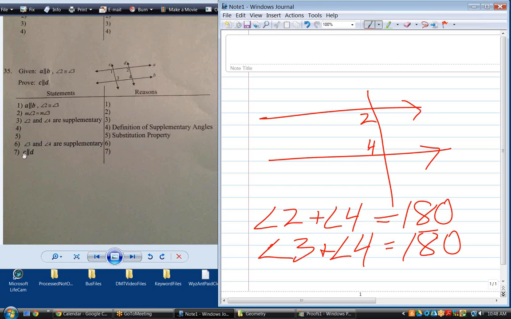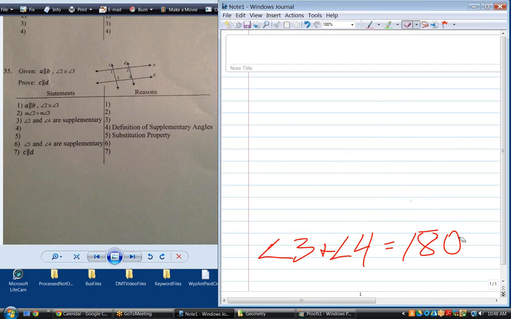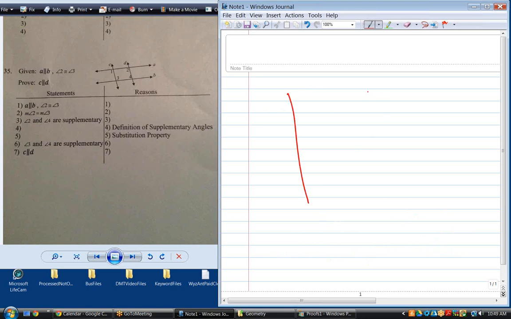Okay. And now the final statement is, therefore, C is parallel to D, because notice if I draw just angle 3 and angle 4, here's C, here's D. I'm going to draw a line B. There's angle 3, there's angle 4. If you tell me that 3 is supplementary to 4, I know those two lines are parallel. I know that C and D are parallel if angle 3 is supplementary to angle 4. So therefore, C is parallel to D based on the what? I don't know. The parallel theorem.